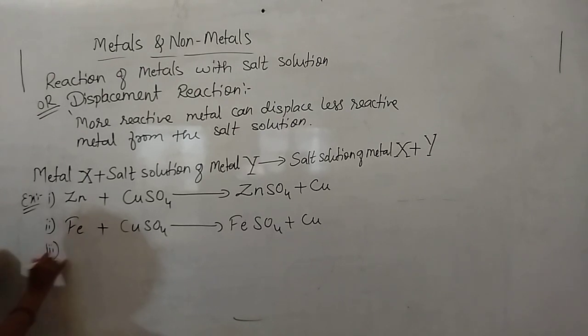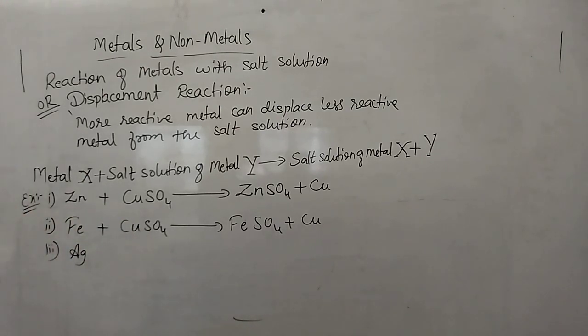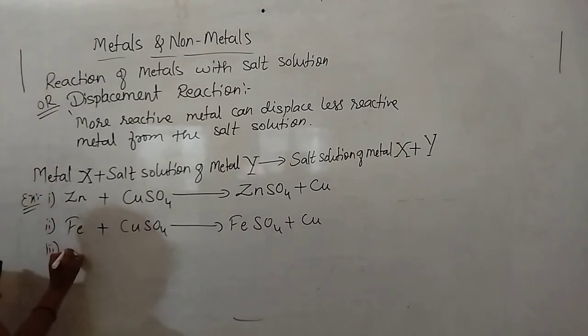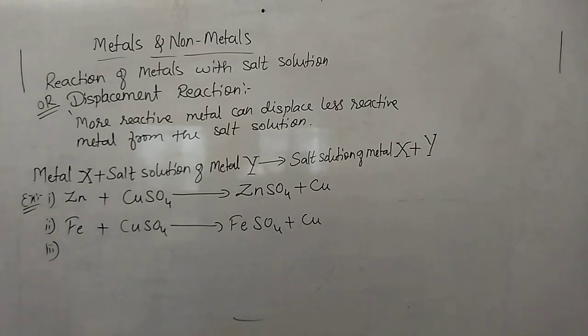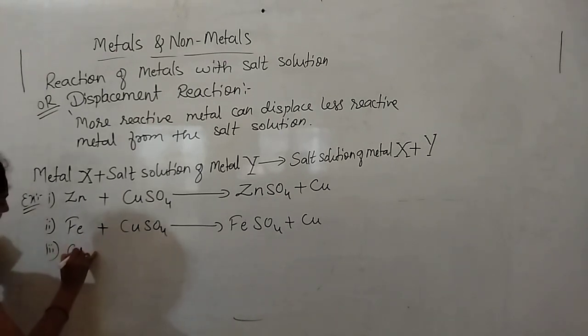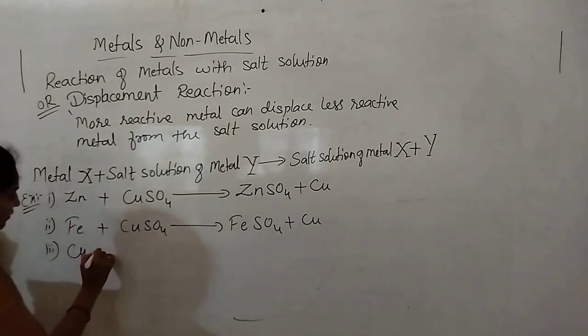Then the third one, let us consider silver. I am going to consider silver nitrate with copper. We consider copper metal, and these are all in solid form.